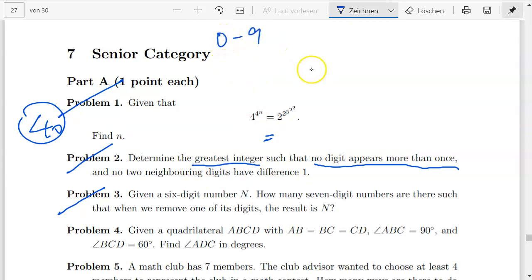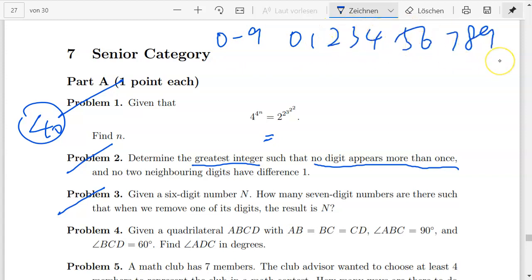So let me list them all out: 0, 1, 2, 3, 4, 5, 6, 7, 8, 9. And no two neighboring digits have a difference of 1. If you want the maximum, at the leftmost we'll put 9. And then the second leftmost, normally we'd put 8, but now we cannot have a difference of 1. So it must have a difference of at least 2, because we can't have difference 0, since that means they are the same number.